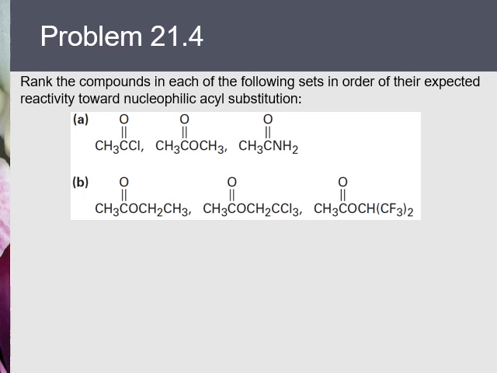it reorganizes, goes back to the C=O double bond, and expels the leaving group, and that gives you ester. Rank the compounds in each of the following sets in order of their reactivity toward nucleophilic acyl substitution. All right, so you have a carboxylic derivative, let's say it's X. Okay, and a nucleophile attacks this one, the leaving group leaves, and that's called a nucleophilic acyl substitution reaction.